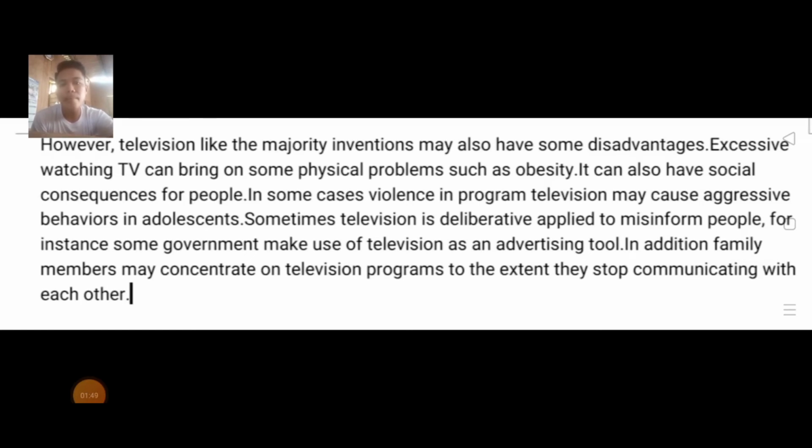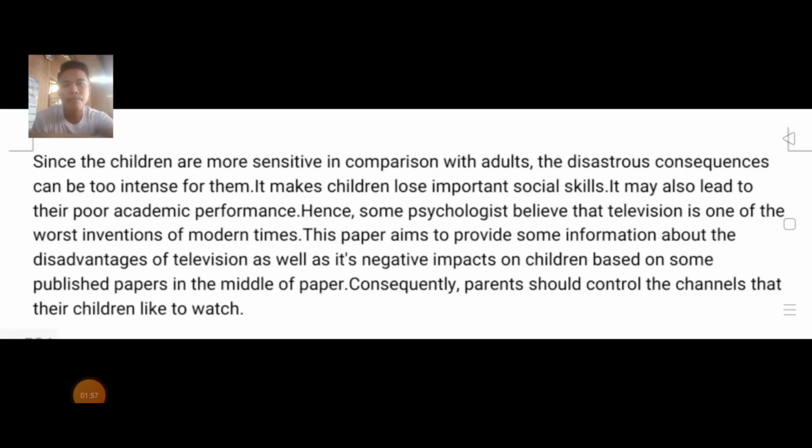In addition, family members may concentrate on television programs to the extent that they stop communicating with each other. Since children are more sensitive in comparison with adults, the disastrous consequences can be too intense for them. It makes people lose important social skills. It may also lead to their poor academic performance. Hence, some psychologists believe that television is one of the worst inventions of modern times.